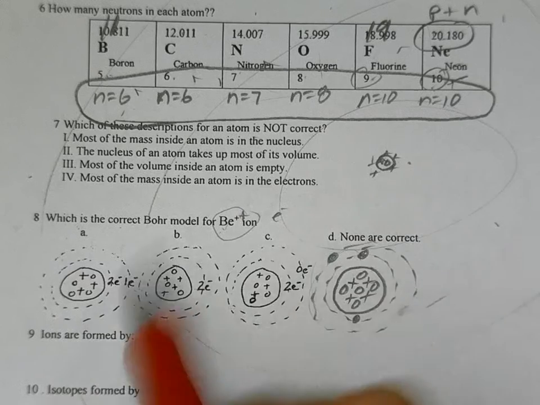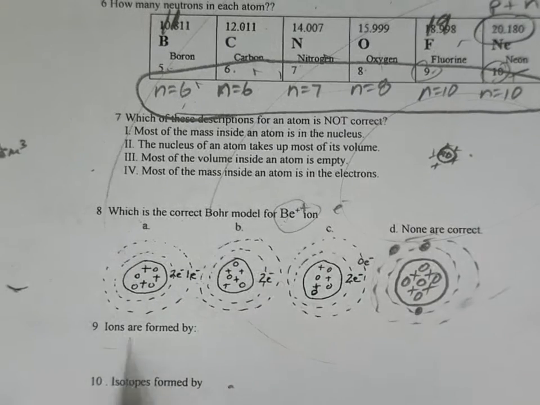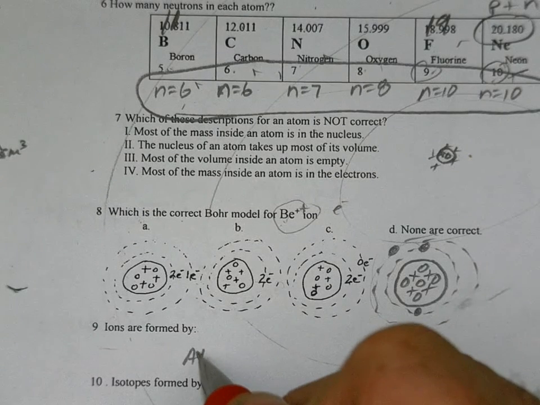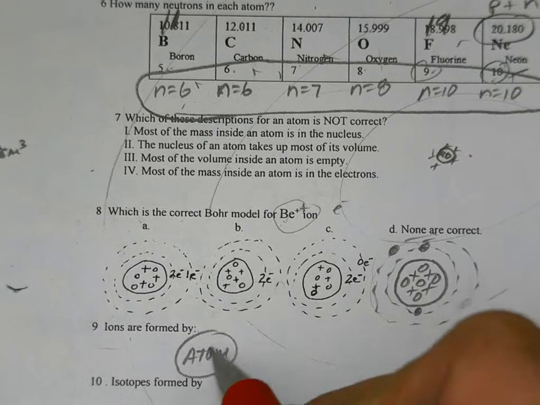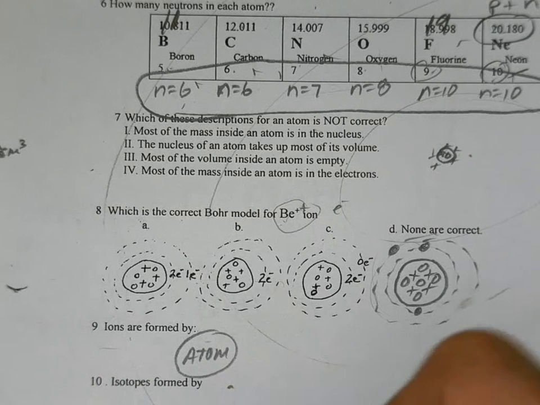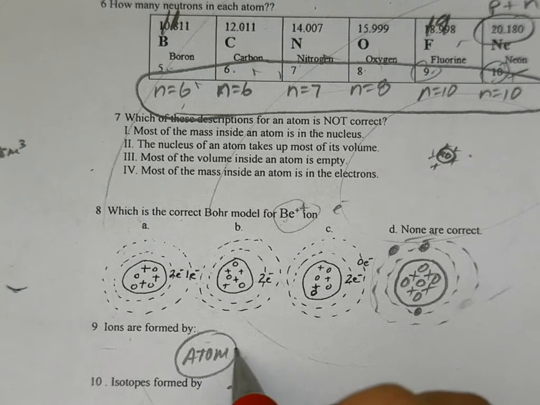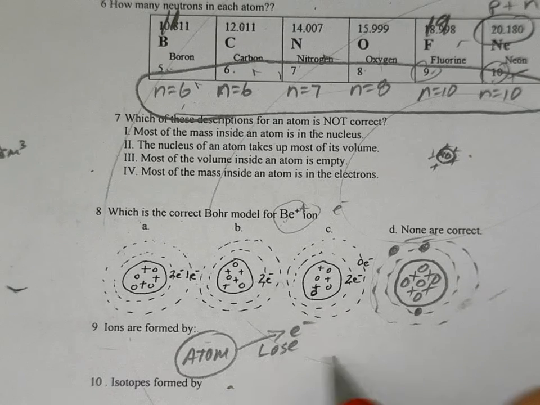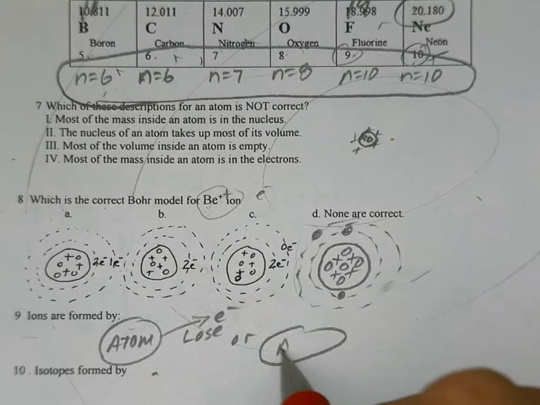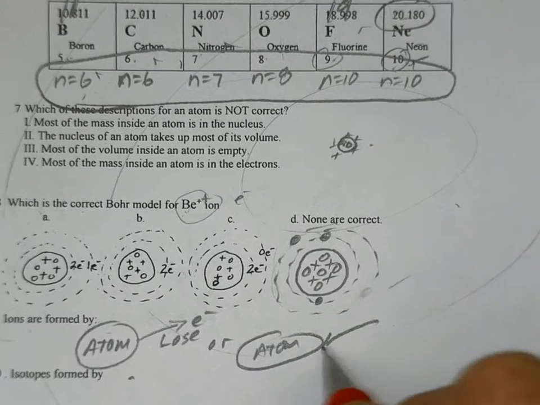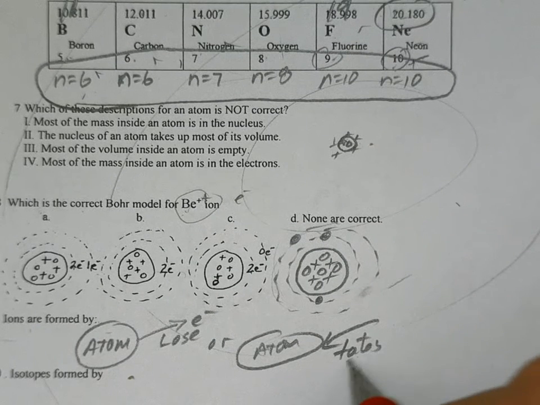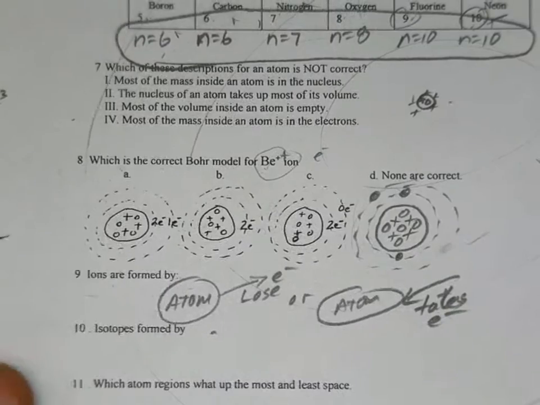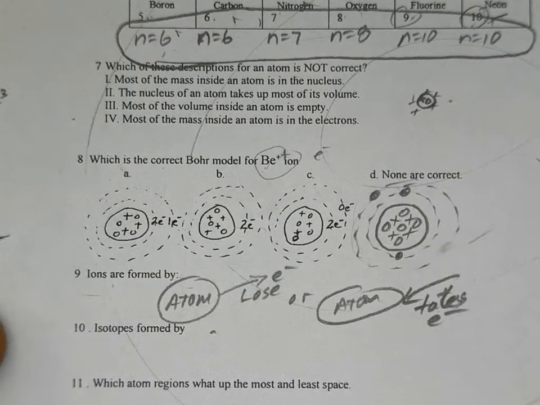So I think on the test it's a different one. Ions are formed by a neutral atom. Neutral atoms have the same number of protons and electrons. They either throw away electrons, they lose an electron, or that atom, if it's a nonmetal, it takes an electron. Oh, takes an electron. Sorry about that. That's what ions are. You can find that out if you ask your phone.